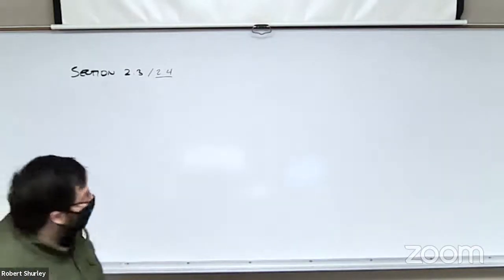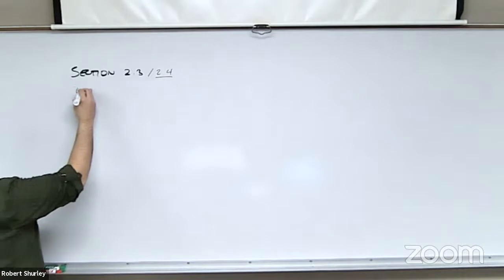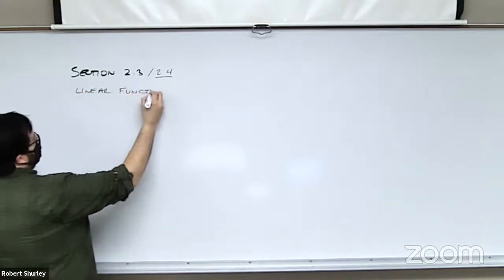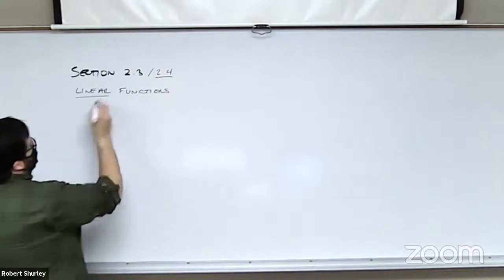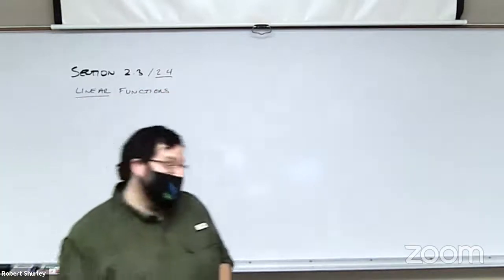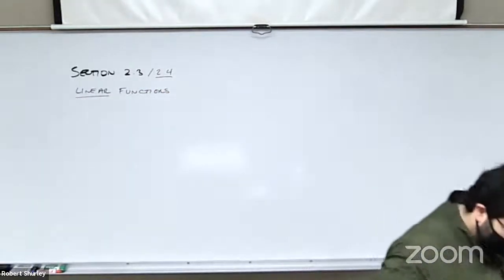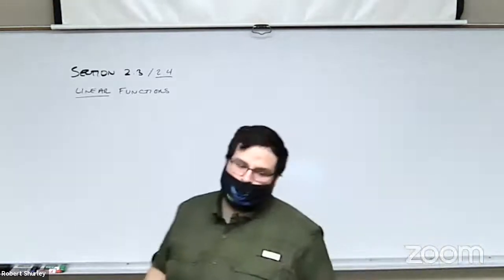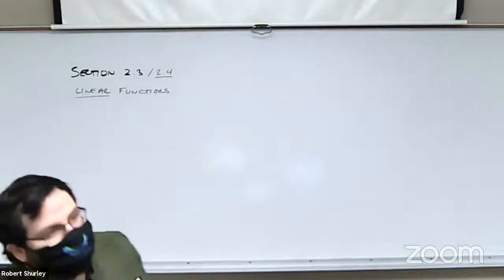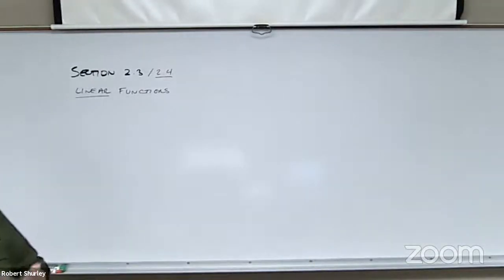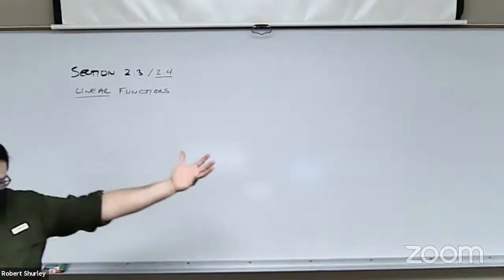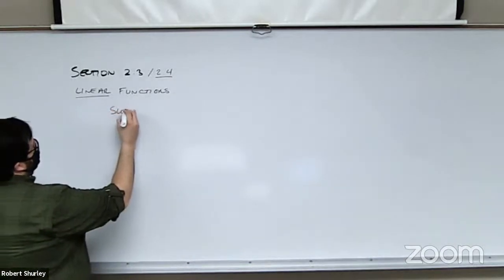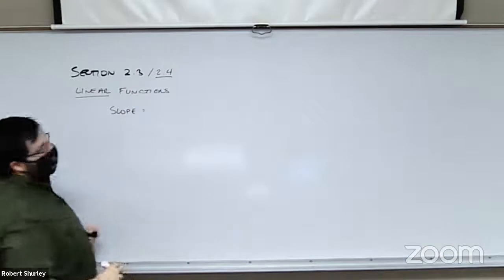So 2.3 is on linear functions. Linear, of course, means straight line. So we're dealing with straight line functions. And before we really lecture on straight line functions, we have to talk about the key thing a straight line has, which is slope. Okay, the slope of a line.